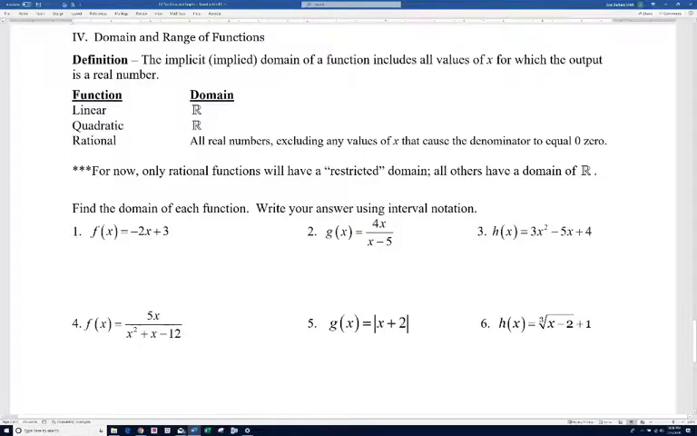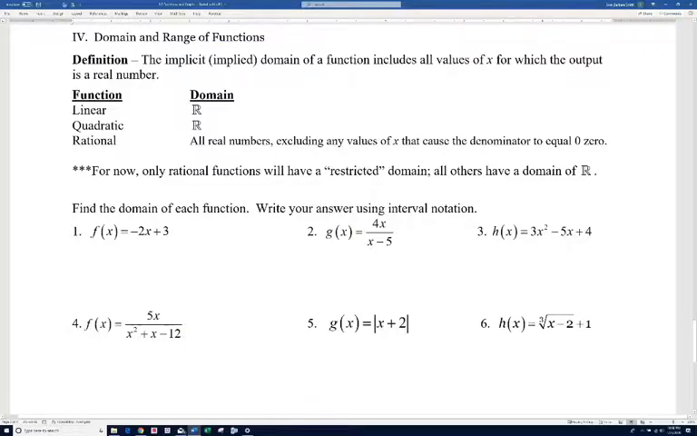All right, so we're going to talk a little bit more about domain and range, but this time we're looking at equations. So notice it says the implicit or implied domain of a function includes all values of x for which the output is a real number. Now, I really didn't need to put the word implicit or implied here, but really that's what we're dealing with here. So let's go ahead and look at these.